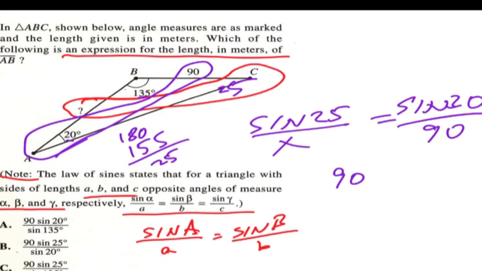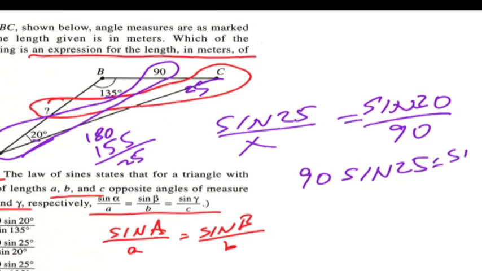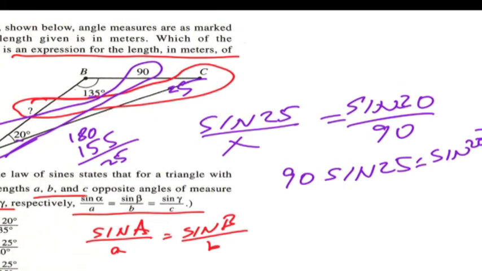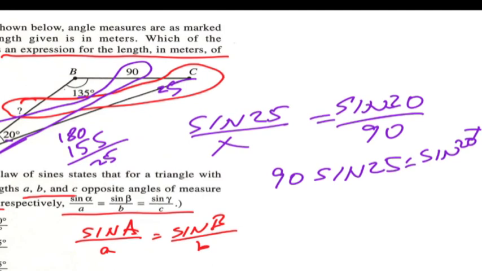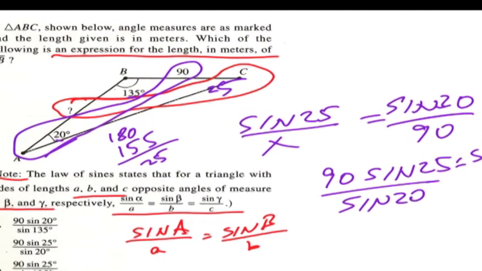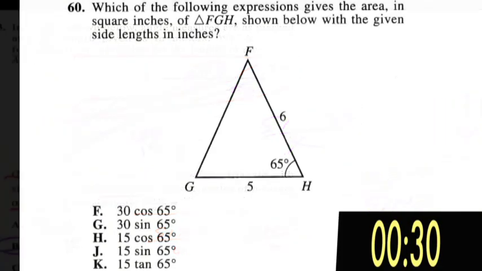and we'll get 90 sine 25 is equal to sine 20x. Now at this point we're going to solve for x, so we'll divide by the sine of 20 over here, and that should give us 90 sine 25 divided by sine of 20, making B the answer to 53.